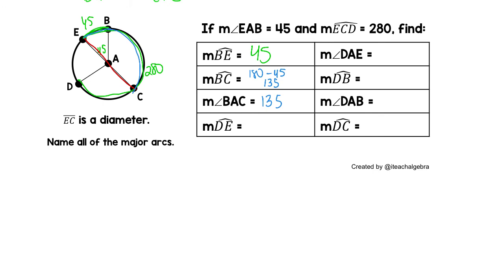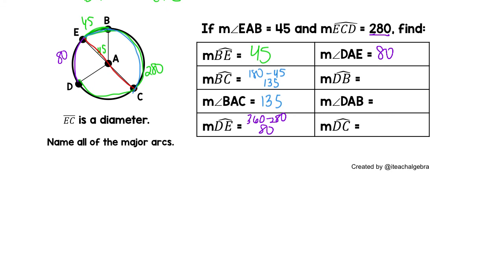The measure of arc DE, see if I can get my computer to cooperate. There we go. Arc DE is right here. Well, arc DE is the only thing not included in our 280-degree arc. So that'll be 360 minus 280 to find arc DE, which will give us 80. Also, the measure of angle DAE is going to be 80 because the central angle equals the arc length.